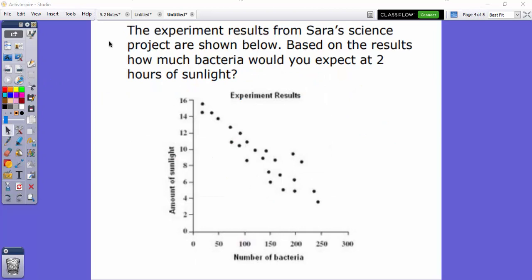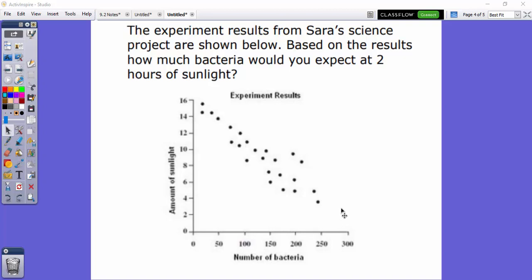For the next question, it says the experiment results from Sarah's science project are shown below. Based on the results, how much bacteria would you expect at 2 hours of sunlight? So we can see on the x-axis we have the number of bacteria, and on the y-axis we have the amount of sunlight in hours. And we're looking for 2 hours of sunlight, about how much bacteria would be in her experiment results. So it's somewhere in this range.